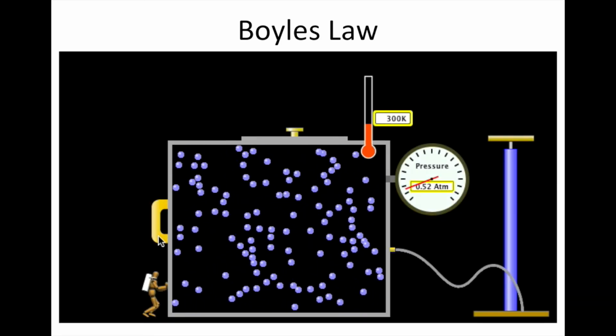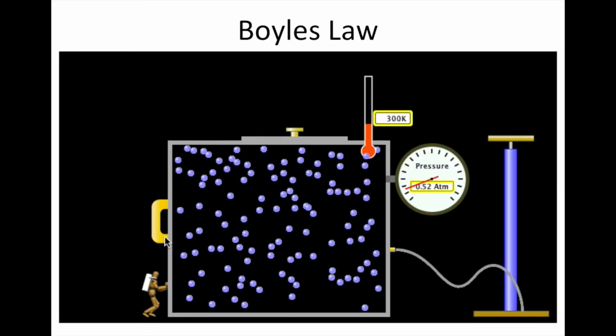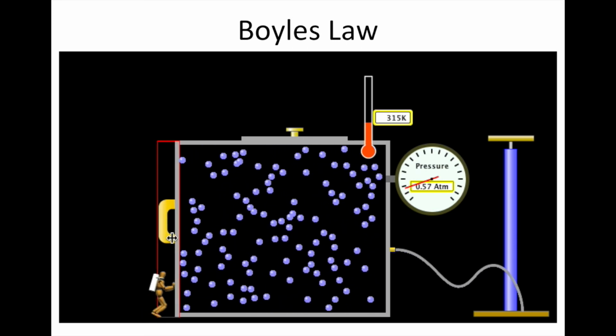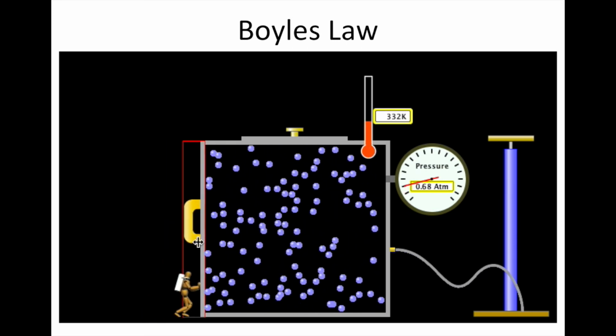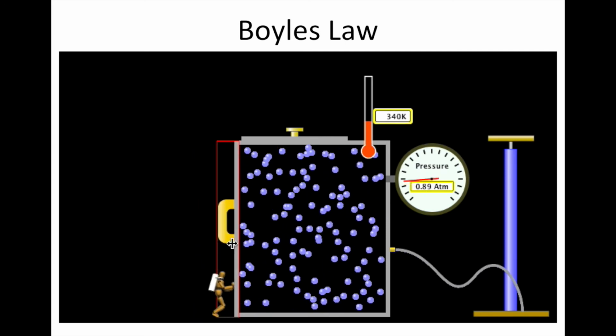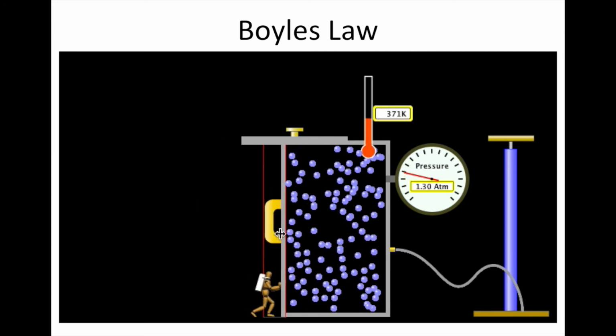Boyle's Law. Boyle's Law states that the absolute pressure of a fixed mass of an ideal gas at constant temperature is inversely proportional to its volume. PV equals a constant.